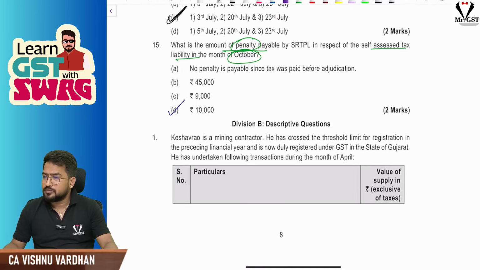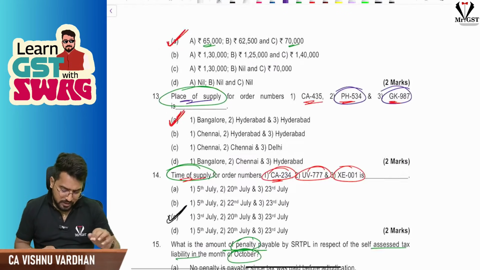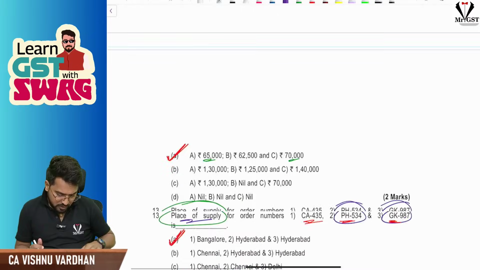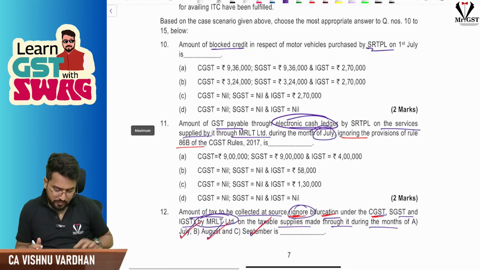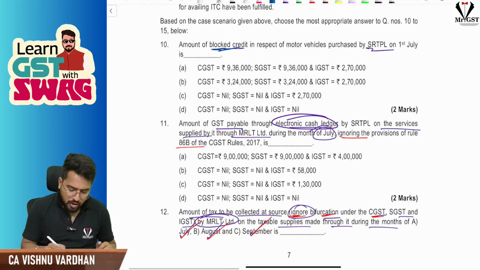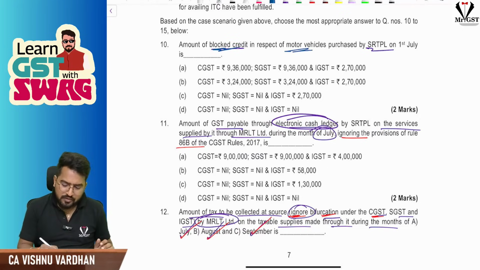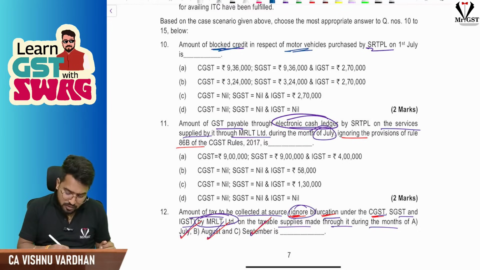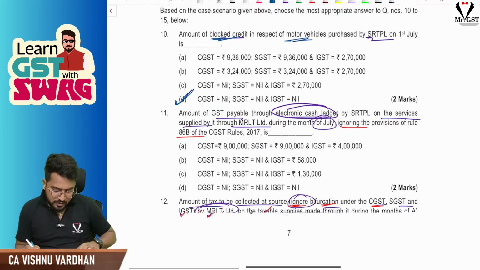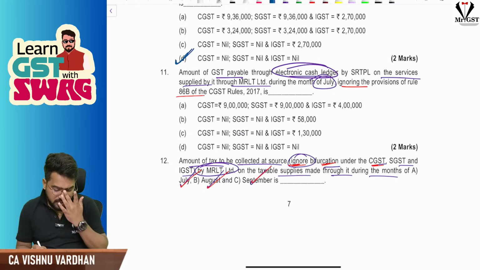The answer should be 10,000 here, so option D. Okay, so that is the point. Next, we are left with, I think, one or two questions. Two questions. One is the amount of block credit on motor vehicles. Motor vehicles are eligible for ITC because they are in the business of passenger transportation. So option D.